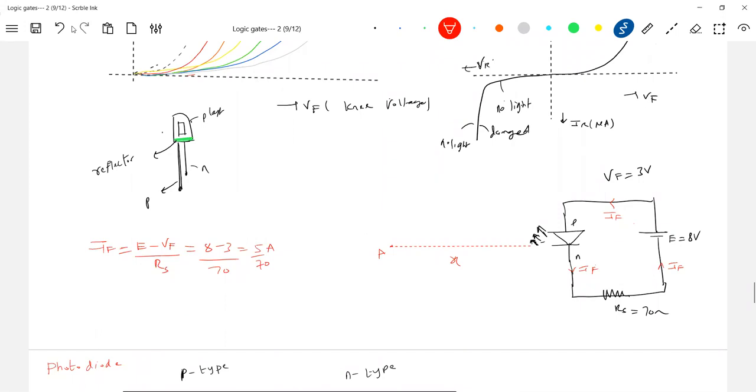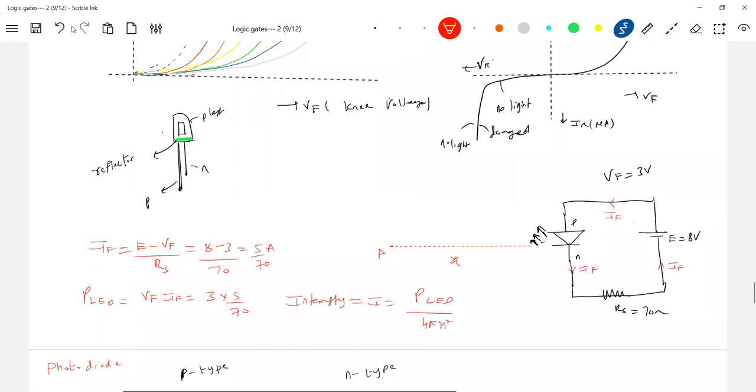This will be like a source of light, no? So what is the power emitted by the LED? It should be equal to VF into IF. What is VF? 3. So 3 into 5 by 70 is the power. Then what is the intensity at a distance? Capital I is not current, capital I is intensity. Power of LED by 4 pi x square.